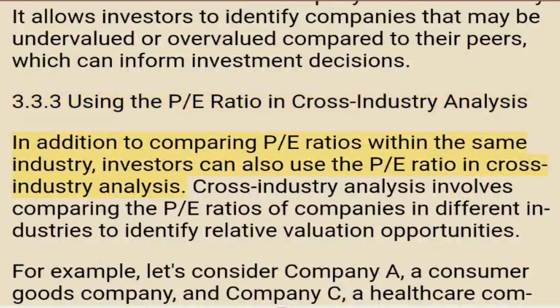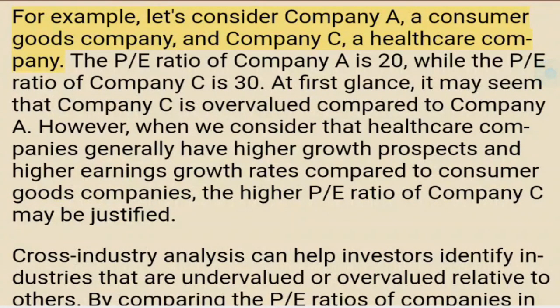In addition to comparing P/E ratios within the same industry, investors can also use the P/E ratio in cross-industry analysis. Cross-industry analysis involves comparing the P/E ratios of companies in different industries to identify relative valuation opportunities. For example, let's consider Company A, a consumer goods company, and Company C, a healthcare company. The P/E ratio of Company A is 20, while the P/E ratio of Company C is 30.